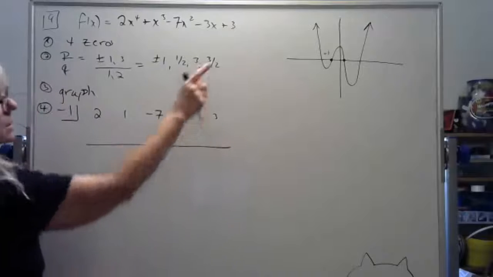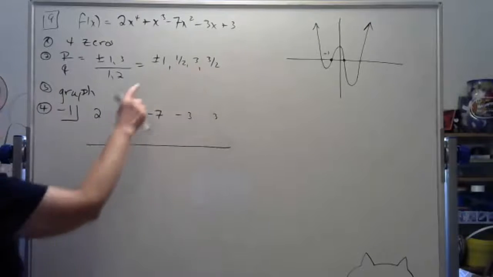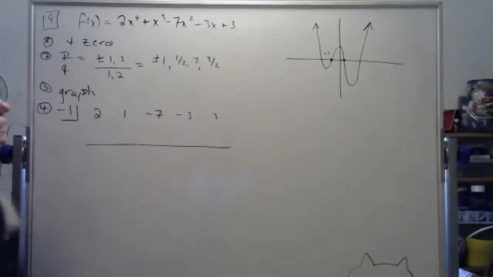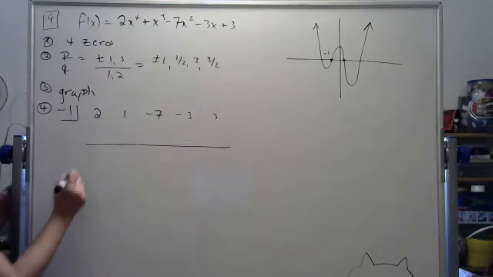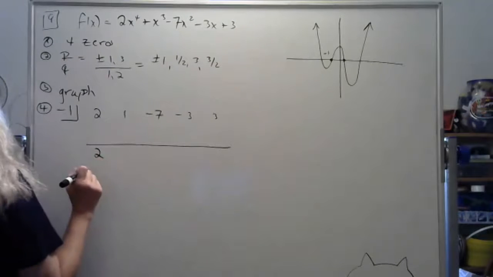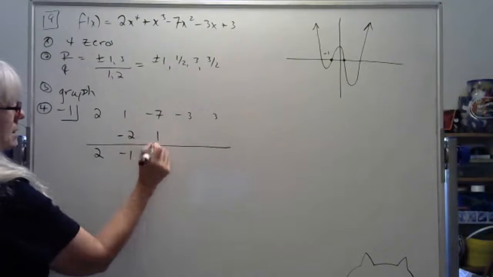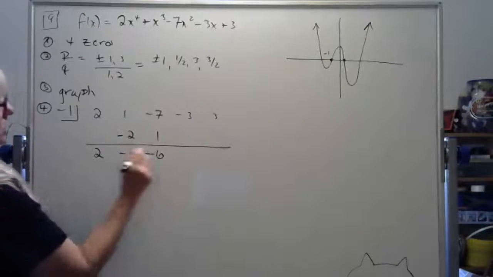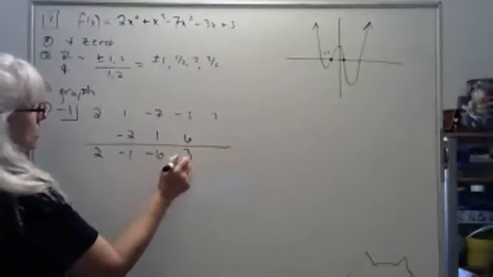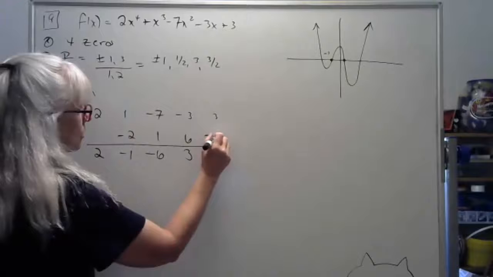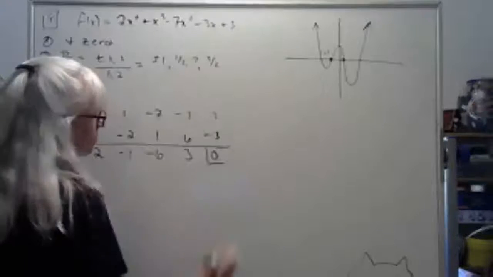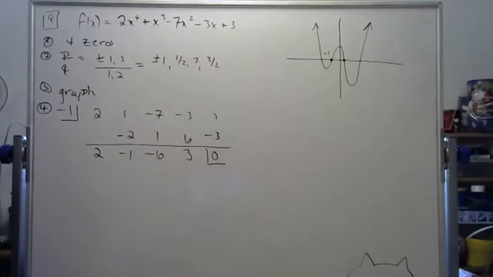And again, what I'm doing is comparing the picture to my list and seeing, well, that looks like it could be at, that kind of thing. So we'll bring down our 2. Multiplying is going to give me -2. That's a -1. Multiplying is a +1. It's -6. Multiplying is a +6, which gives me 3. Multiplying is a -3, which sure enough gives me my 0. So I guess correctly.